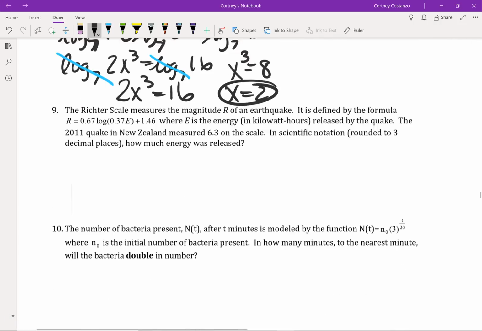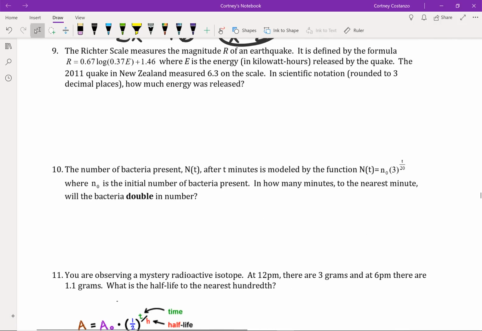All right, bear with me here. 2 more examples. I'm going to do 9 and 11, and then we'll call it a day. The Richter scale measures the magnitude R of an earthquake, and it's defined by the following formula. In 2011, a quake measured 6.3 on the Richter scale. In scientific notation, rounded to 3 decimal places, how much energy was released? So 6.3 on the Richter scale means I'm replacing R with 6.3.